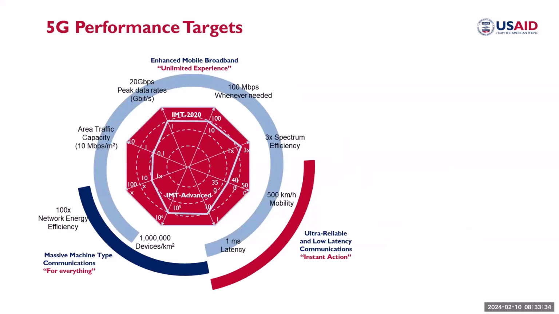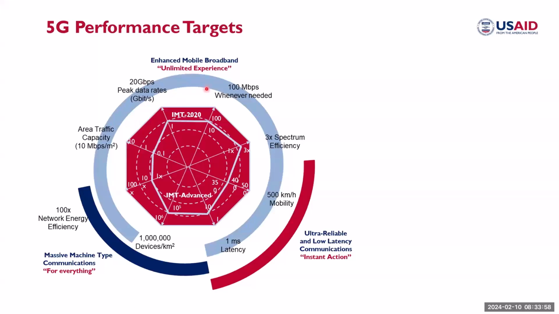Kasi we're talking about 1G, 2G, 3G, 4G, 5G. How can we differentiate each other? So we can differentiate this generation by these performance targets. Pag na-meet niya tong mga to, ito yung sasabi mo na, 5G na ako. Okay? So like a peak rate of 20 gigabits per second.